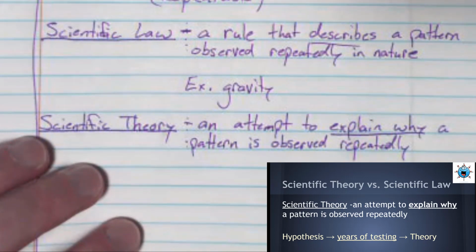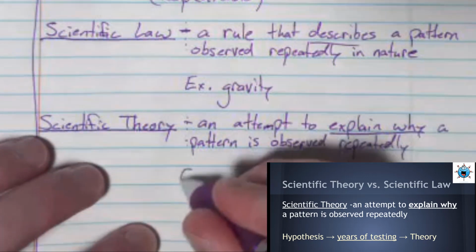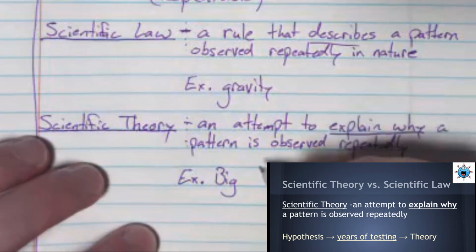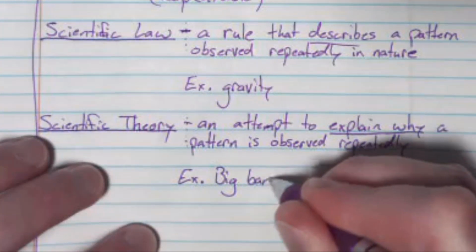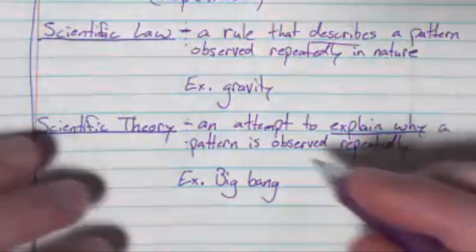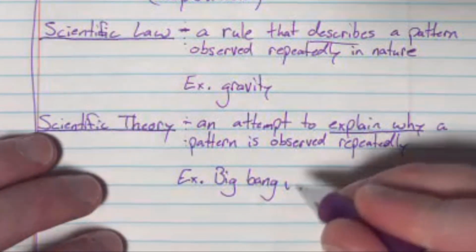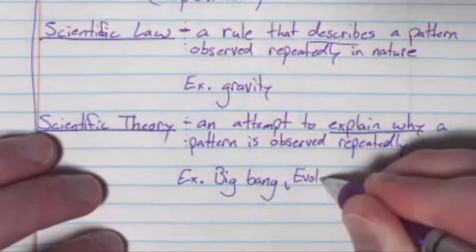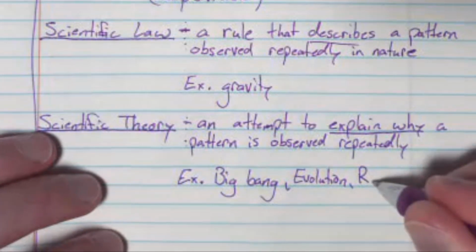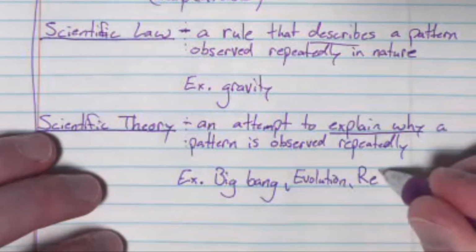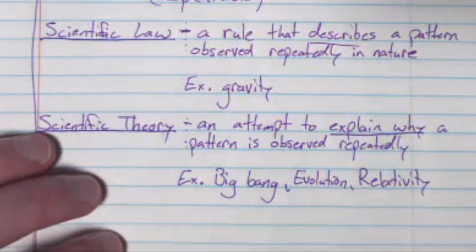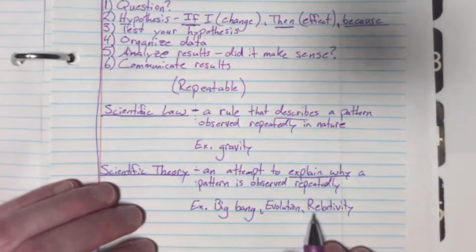So it's kind of cool. There's a bunch of examples for this one as well. So there's like the Big Bang Theory. I'm sure you guys have seen the show. Big Bang Theory. It's just explaining the formation of the universe, which is kind of cool. There's evolution, and there's also the theory of relativity. That's a big thing for Einstein. So there's some good examples.